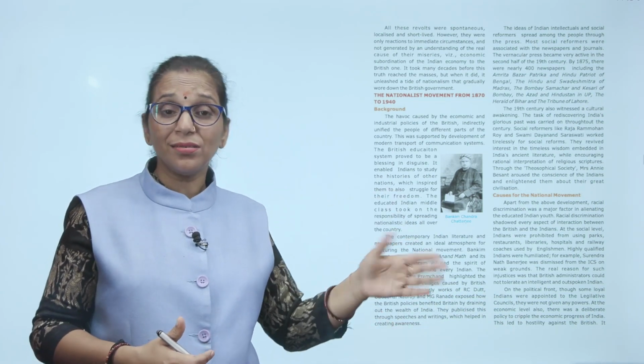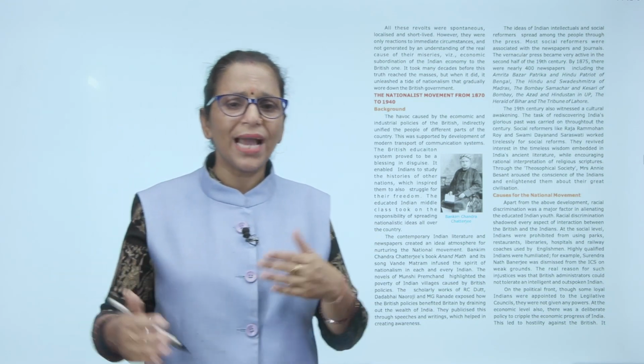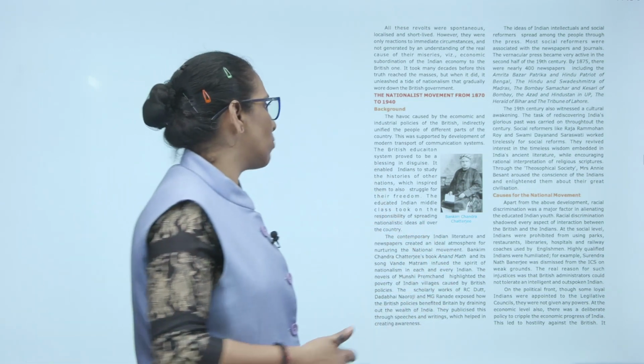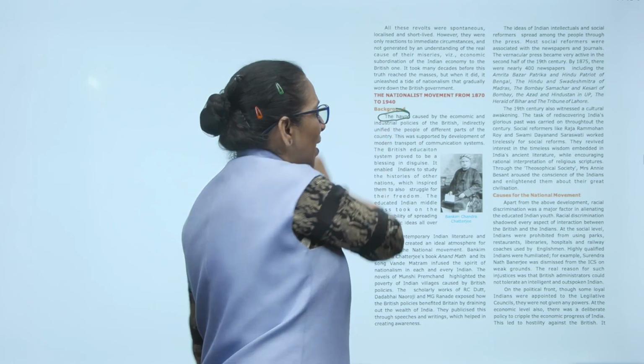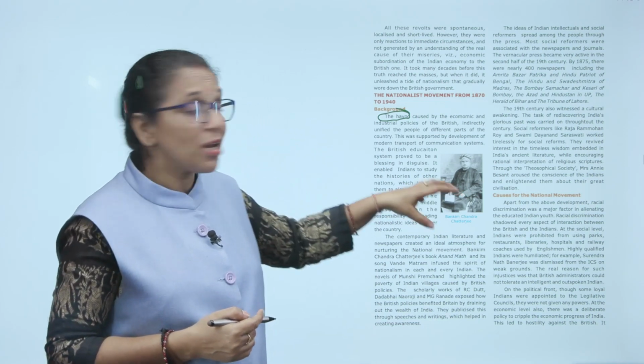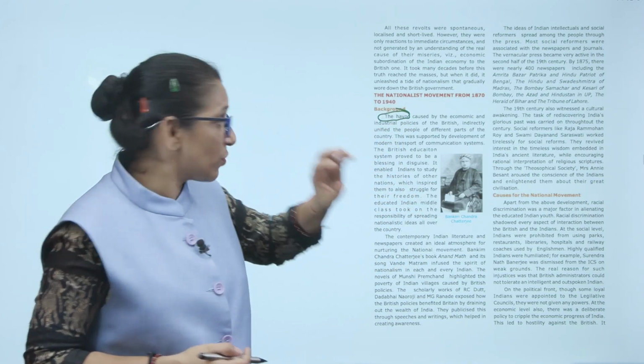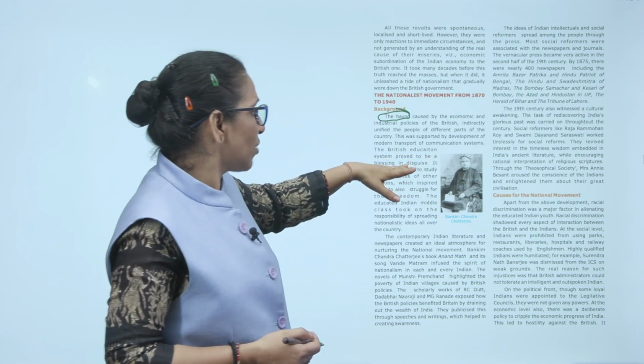Now, after the peasant and tribal revolts, there were so many nationalist movements from 1870 to 1940 in India. What was the background of these national movements? The havoc caused by the economic and industrial policies of the Britishers, indirectly, not directly, somewhere unified the Indian people in different parts. Their industrial policy gave a great blow, great loss to Indian industrialists. Now, the British education system proved to be a blessing in disguise.